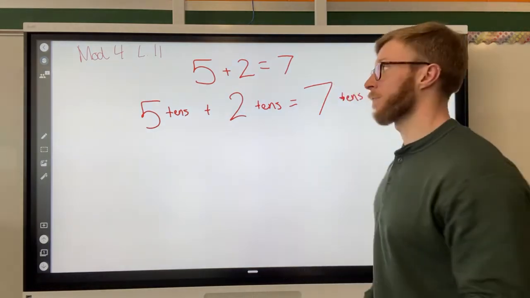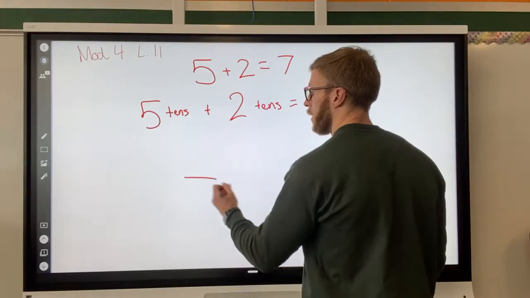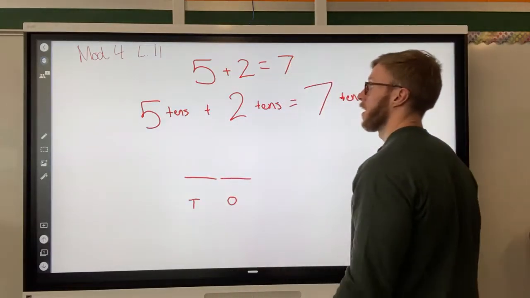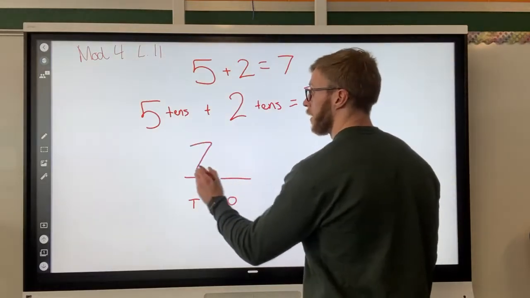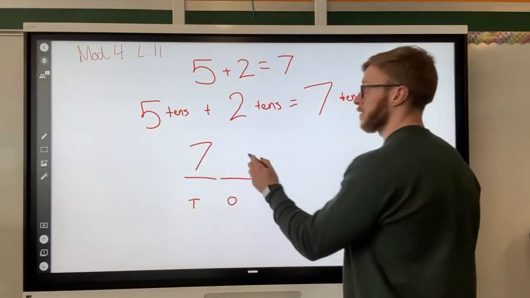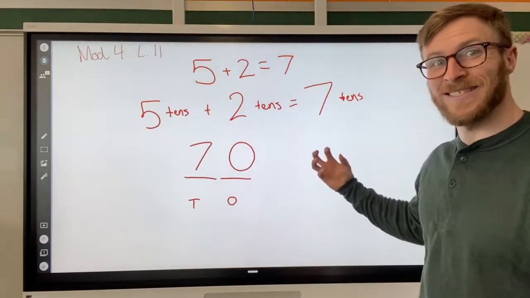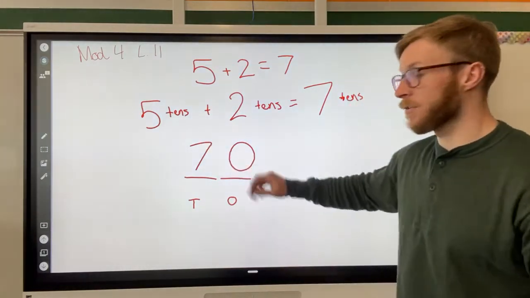Remember, there's a couple ways we can figure this out. First way I like to do it, put my place values down. T for tens, O for ones. Said I had 7 tens. Didn't say I had any ones, so I write 0. We switched our units to tens now. We're talking about groups of tens. And our answer is 70.